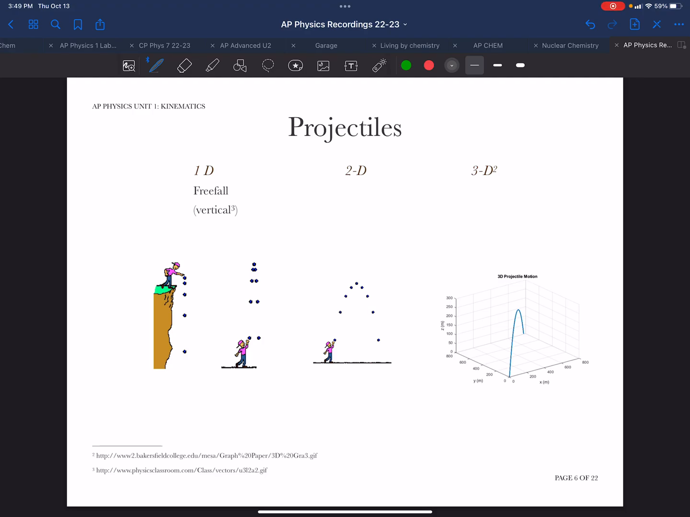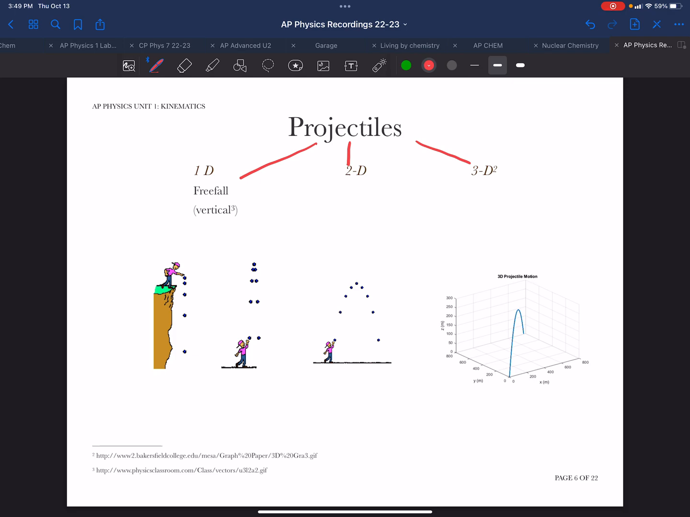In this video, we're going to begin talking about the last component of kinematics, and that is projectiles. And there's a lot to projectiles. The first thing we would note is that projectiles and their problems and cases can be broken into three major types: one-dimensional projectiles, two-dimensional projectiles, and three-dimensional projectiles.